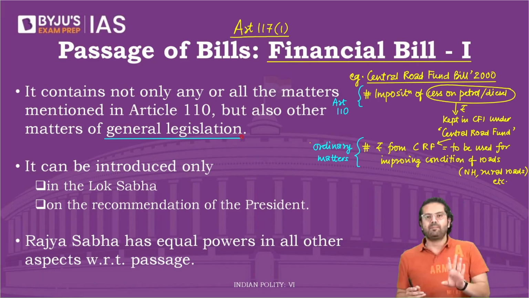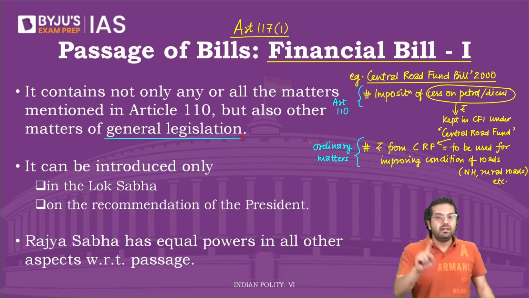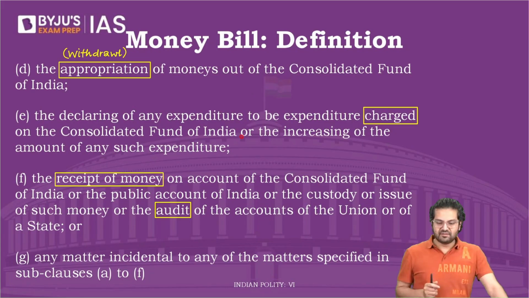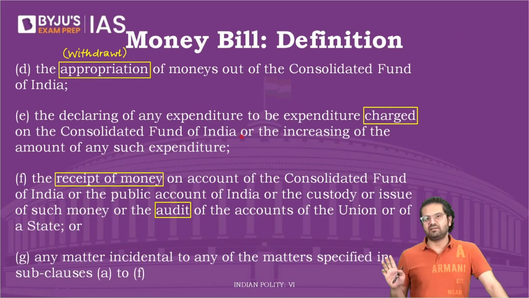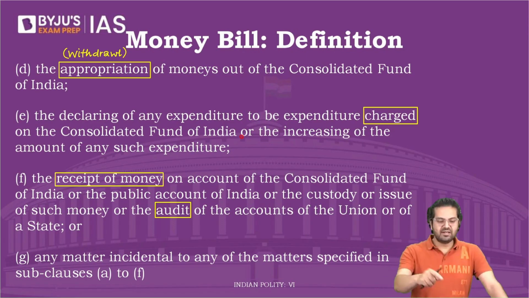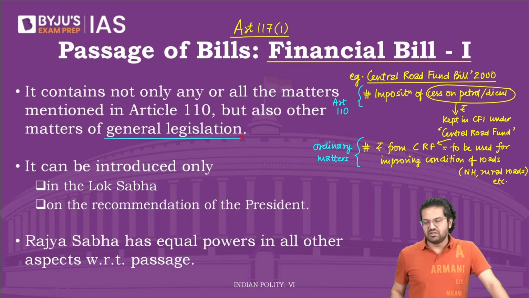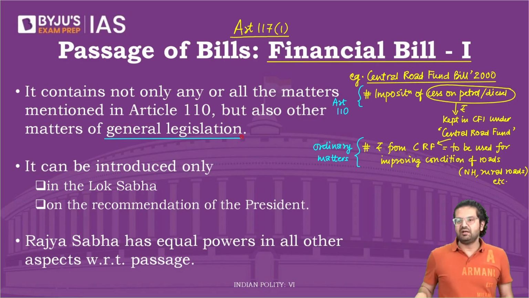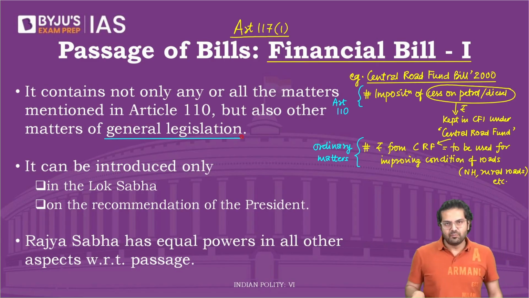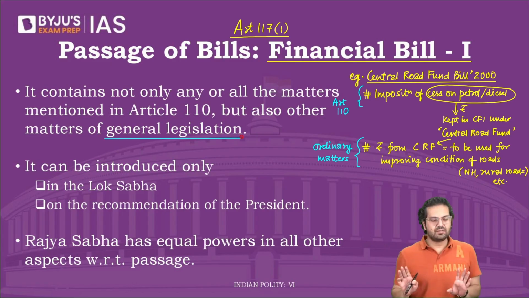Financial bill type 1. It is a financial bill, not a money bill, because money bill means just these things: 1, 2, 3, 4, 5, 6. If your proposal contains these things only, that is what is called a money bill. If you make any kind of change and add some more provisions, that makes your proposal a financial bill type 1. Are we clear, everybody?